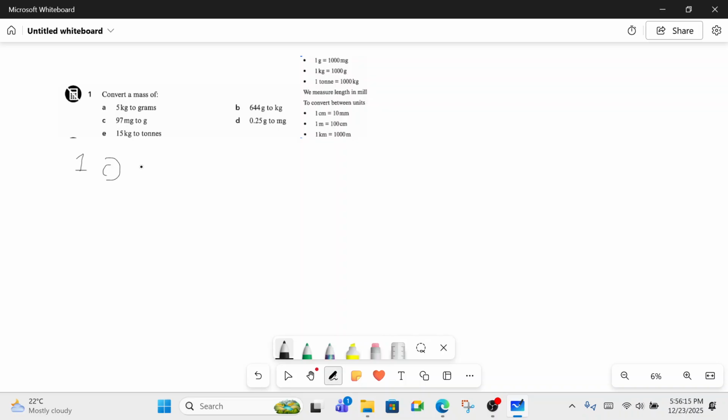So the next question is converting 97 milligrams into grams. Okay, so we know 1000 milligrams represents 1 gram.